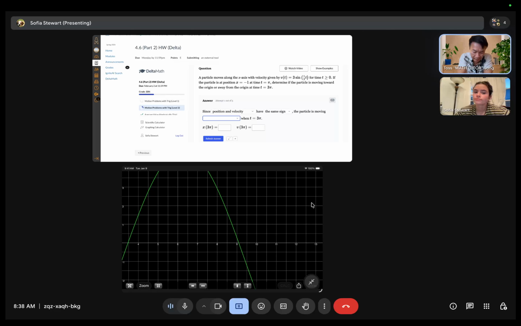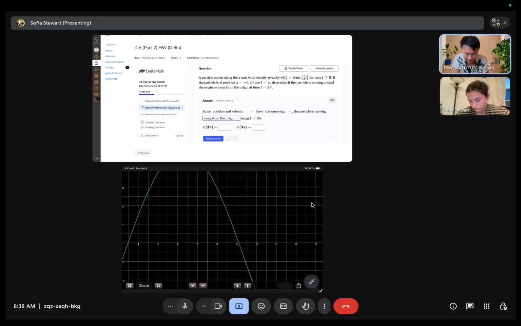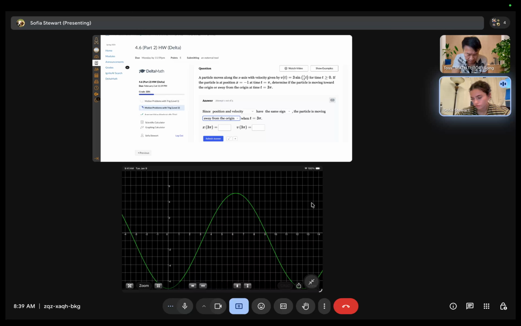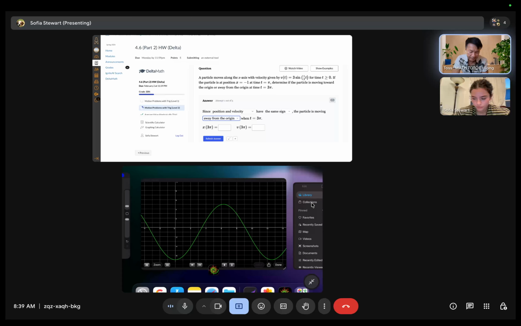It looks like it's moving south, away. Oh, we have the answers also we have to get, right? So it's going to be away from the origin. Yeah, the origin is here, so it's moving away. It could be moving towards, but it's not. It's moving away at 9 point something at 3 pi.